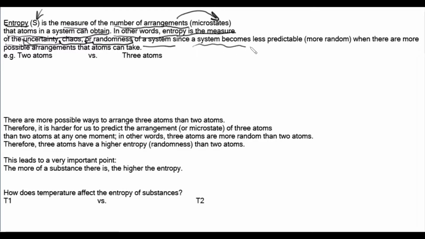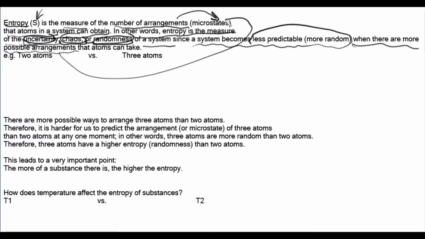Since a system becomes less predictable, or more random, or more chaotic, or more uncertain, when there are more possible arrangements, or microstates, that atoms can take. So the more microstates, the more random it is. And we can take an example to see this.